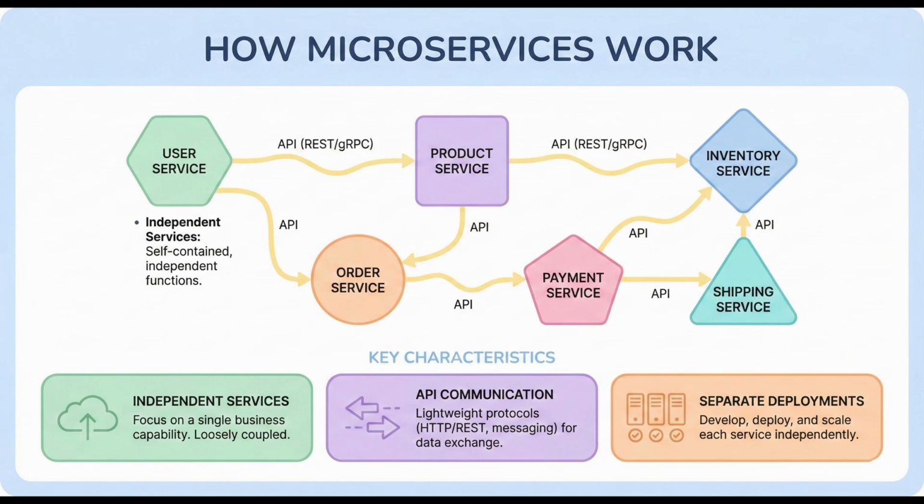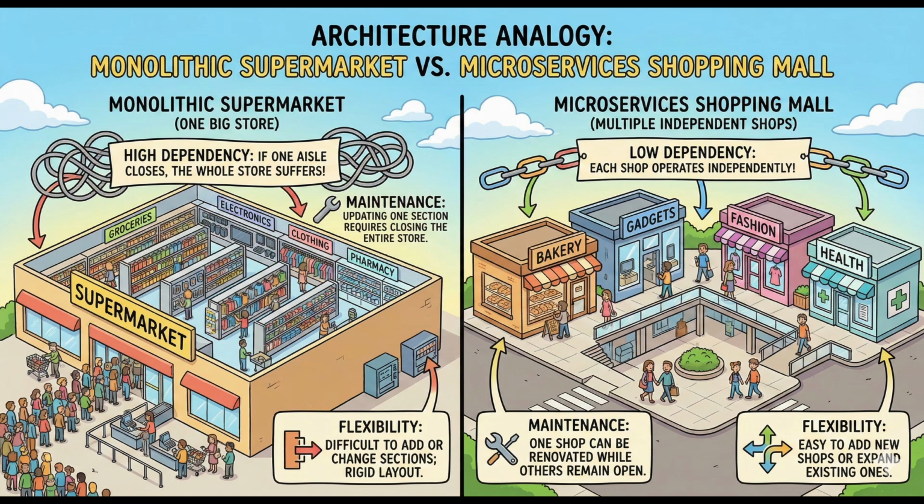To make this even easier to imagine, think of a monolithic architecture as a huge supermarket. Everything is inside one building. Groceries, bakery, pharmacy, electronics. It's convenient, but if the store shuts down for renovation, the entire thing goes offline. You can't access any part of it until everything is fixed.